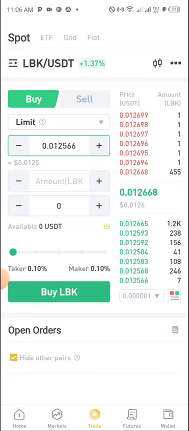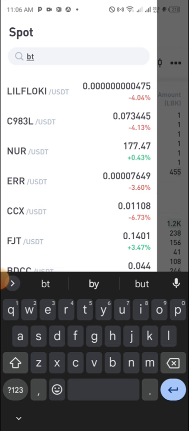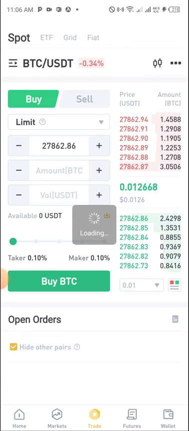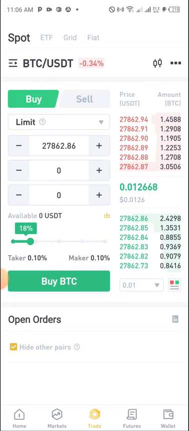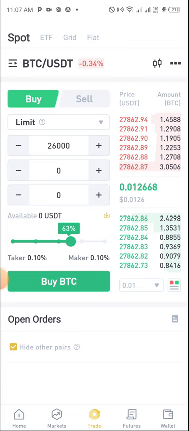All right, so let me go to another coin. Let me say BTC and USDT. Now, this is the current price of BTC right now. Can you see this? $27,862. So if I'm buying BTC and I want to actually buy at a lower price, I can just come down here and edit this and put the price I want to buy BTC from. Okay, let's say I want to buy BTC at 26,000. Just come there and put how much worth of BTC I want to buy, and then activate it.